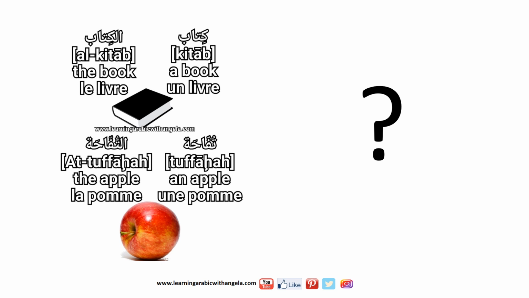Let's start by considering what makes a definite and indefinite noun in other languages like English and French. If you observe the picture, you will notice that there is always a supporting article, such as a or the. And in French, you have un, une, les, la, les.